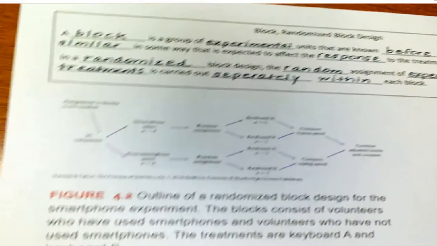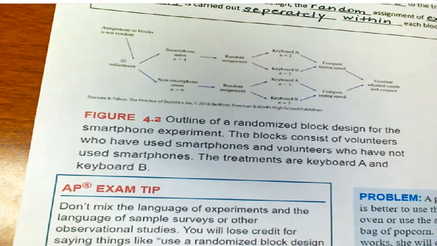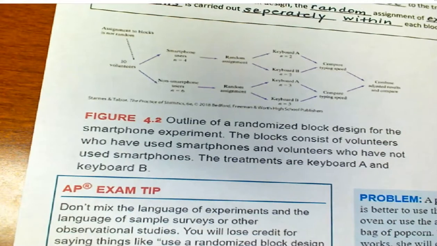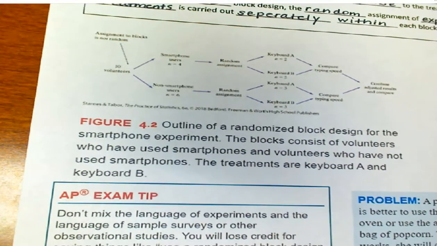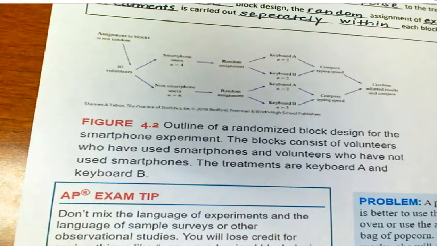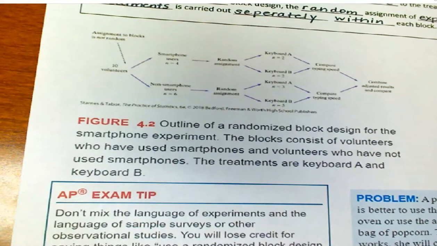All right, so don't mix the language of experiments and the language of sample surveys or other observational studies. You will lose credit for saying things like you used a randomized block design to select the sample for this survey, or this experiment suffers from non-response because some subjects dropped out during the study. So don't be mixing those 2 things up, okay?